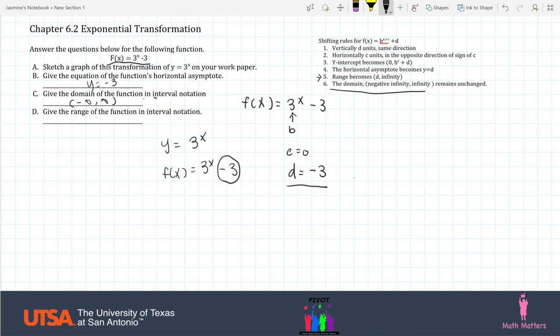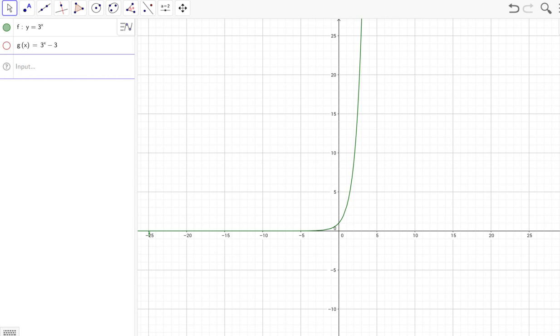And then for question D, it's asking for the range of the function. For that, we can find the answer from here. We have the parent function y = 3^x. Since we talked about how there's no horizontal transformation and only vertical transformation, in the new graph we can see everything is shifted down 3 units, including the horizontal asymptote.